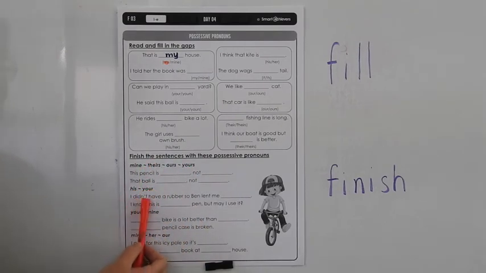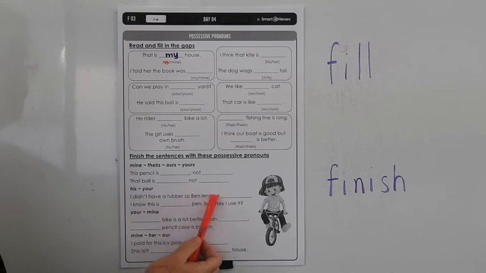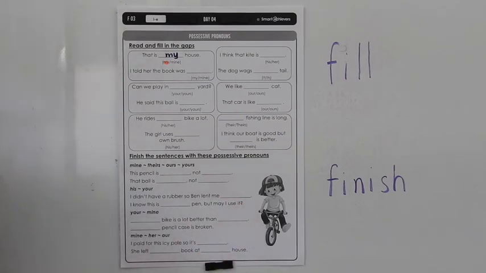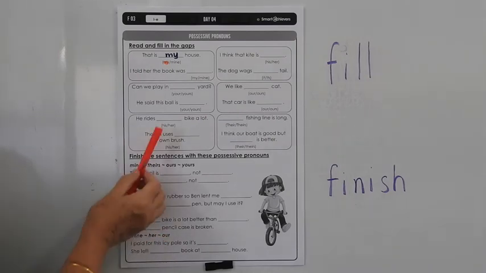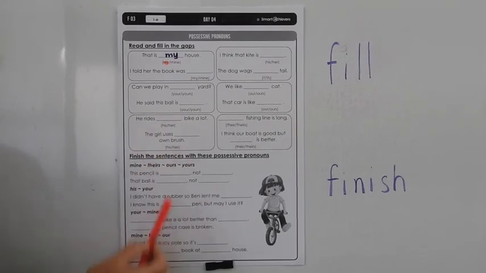His and your. I didn't have a rubber, so Ben lent me his or your. I know this is his or your pen, but may I use it? Okay, so you can finish off those sentences down here with these words that are darker in bold font, and up here you've got the words underneath each line to help you.